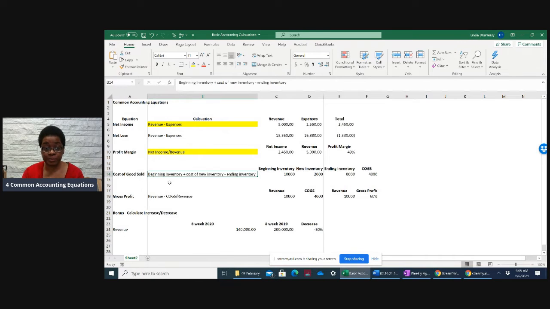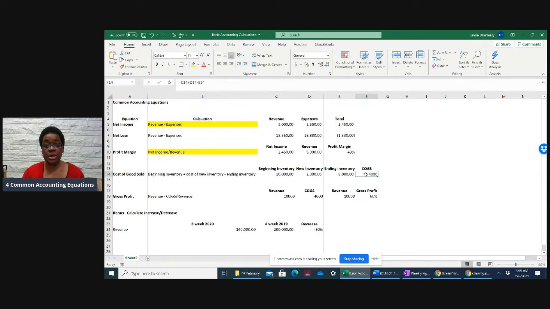That's a mouthful. If you're using accounting software, cost of goods sold is calculated for you, but you still need to understand the formula because you need to understand what is driving cost of goods sold. So cost of goods sold, just think about it, is everything you buy to produce that product. So say for instance, your beginning inventory is 10,000. You go and purchase new inventory, 2,000. So your ending inventory is 8,000.